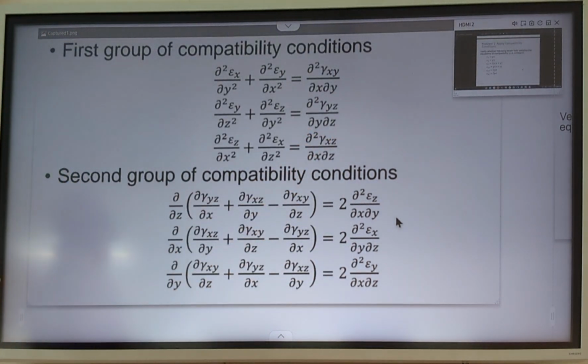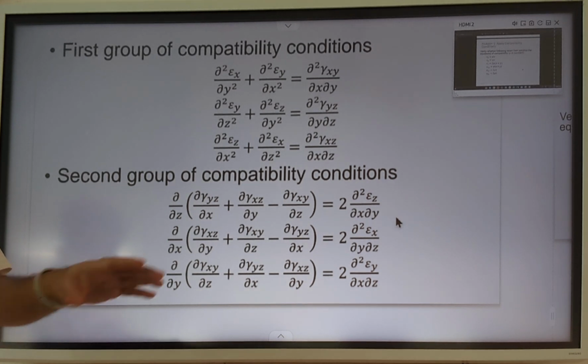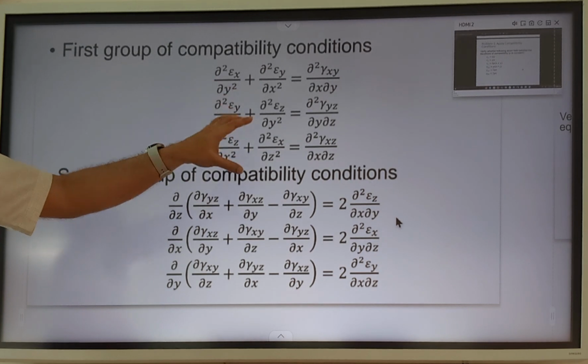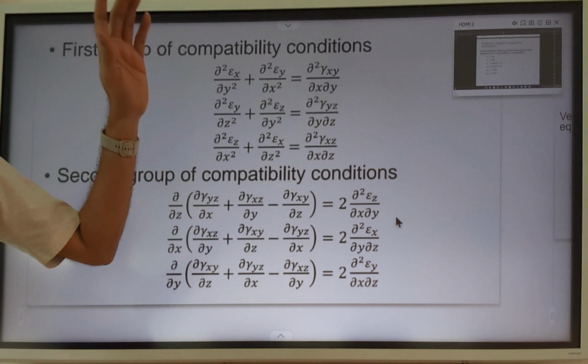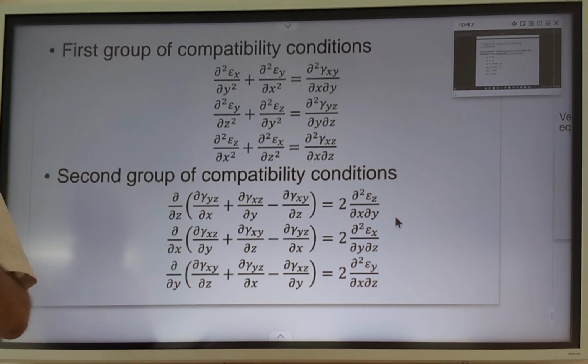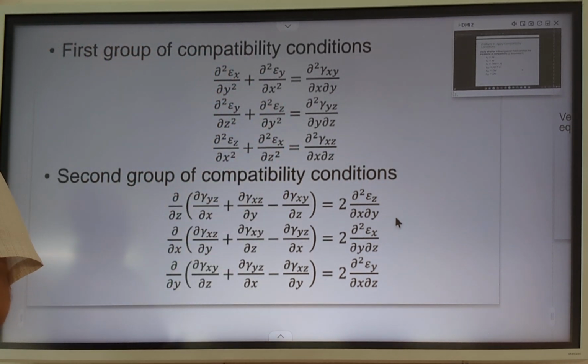In most engineering design problems, we start with the displacement solution and then arrive at the strains. In that case, when you are starting with displacement, if you look at the derivation of these equations, you don't have to worry about these compatibility conditions. They become sort of passive. They will automatically get satisfied because you are starting with a continuous displacement function.